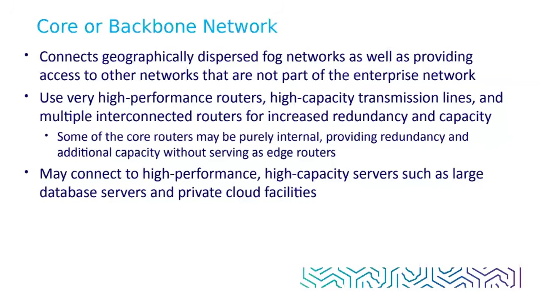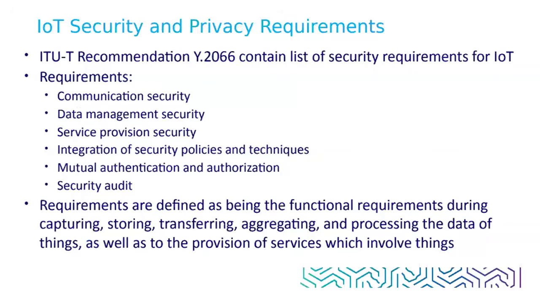So then we have the IoT security and privacy requirements. According to the ITU-T recommendation, we have Y.2066, which defines the security and privacy requirements for the Internet of Things. These requirements include communication security, data management security, service provision security, integration of security policies and techniques, mutual authentication and authorization, and the security audit.